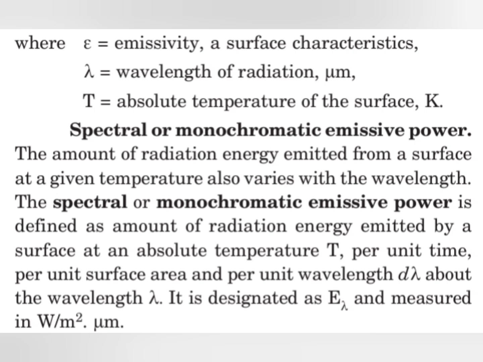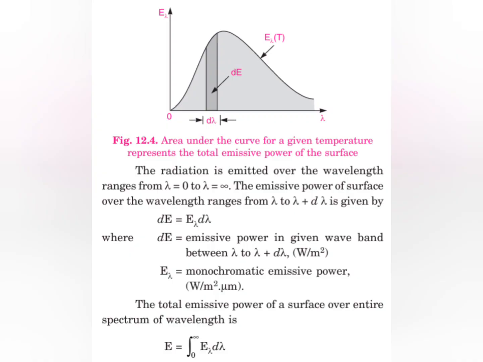So spectral or monochromatic emissive power is defined as the amount of radiation energy emitted by the surface at an absolute temperature T in unit time, per unit surface area, per unit wavelength d lambda, about the wavelength lambda. As you can see from the term monochromatic, that's single. So we are not considering a wide range of wavelengths, but a specific wavelength. That is simply monochromatic emission power, the emission power or radiation of heat energy due to a particular wavelength. It is represented by E lambda and the unit is watt per meter square micrometer.